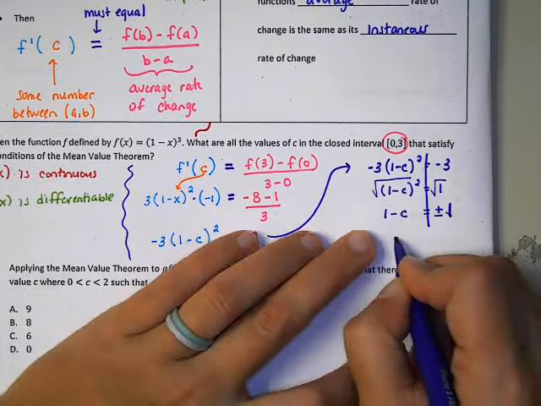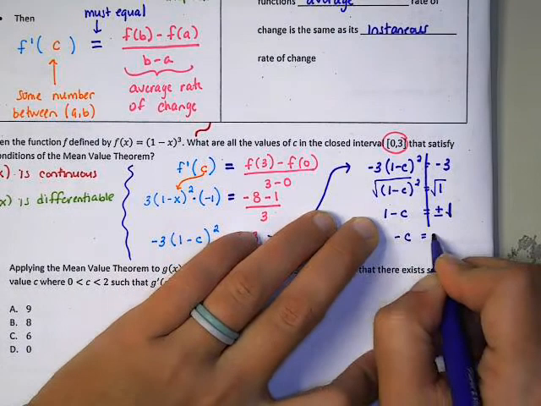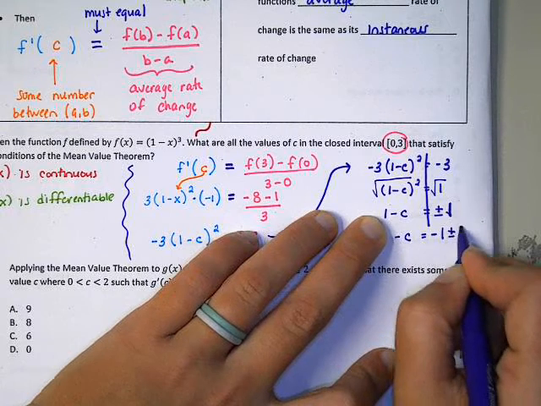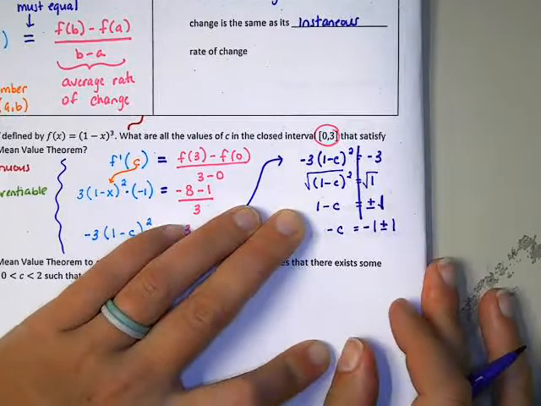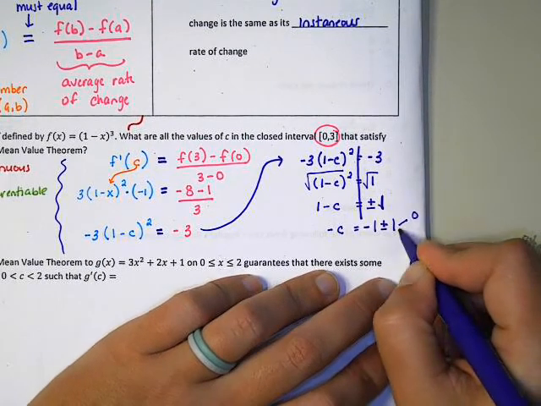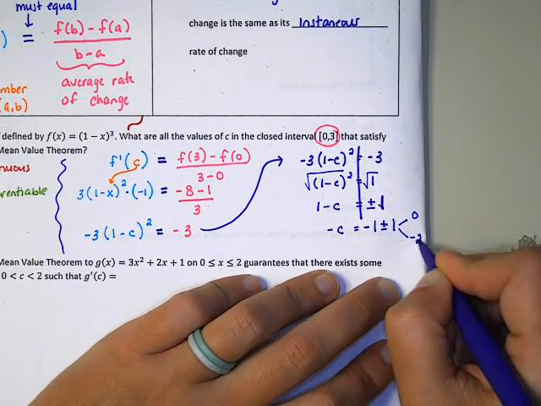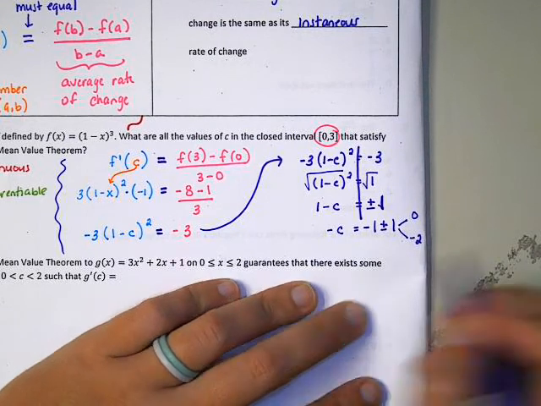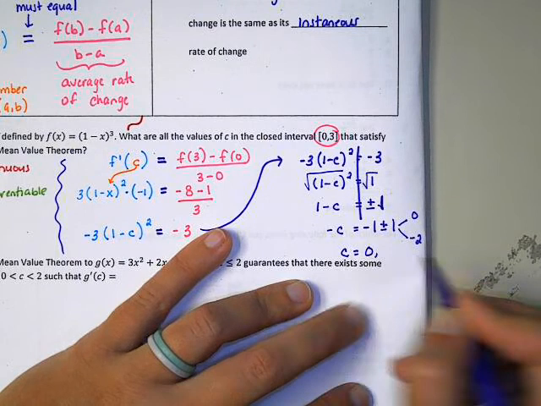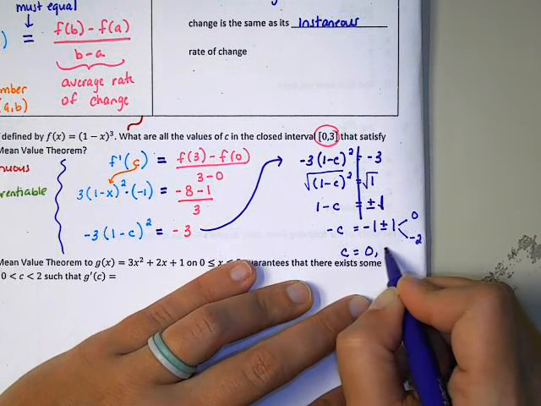So I would get negative c equals negative 1, subtracting the 1 on both sides, plus or minus 1. Now, negative 1 plus 1 is 0, and negative 1 minus 1 is negative 2. And finally, when I divide by a negative, 0 divided by a negative is still 0, and negative 2 divided by a negative is positive 2.